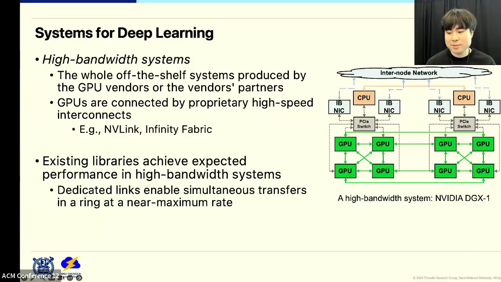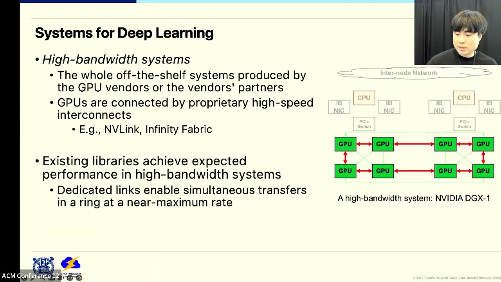We observe 2 types of GPU systems used to train deep learning models. The first type is what we call a high bandwidth system, which is a whole off-the-shelf system produced by GPU vendors or partners. The representative example is the DGX from NVIDIA. These systems usually have a proprietary high-speed interconnect, such as NVLink. We observe that existing libraries indeed achieve expected performance, because if we form a ring through the dedicated links, like in the figure, they support simultaneous transfers at a near maximum rate.